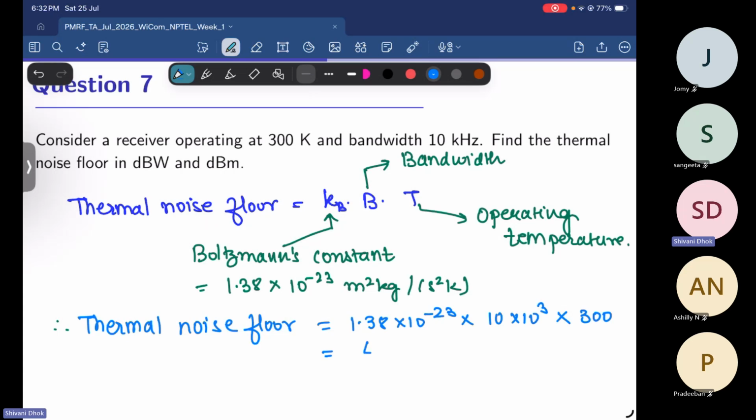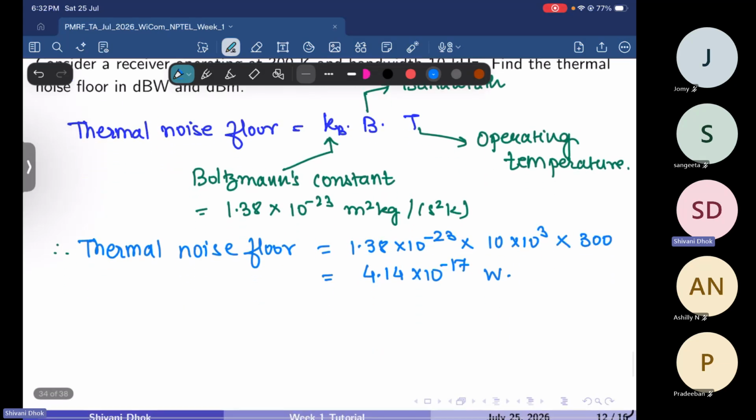I'll directly write the solution. So this comes out to be equal to 4.14 into 10 raised to minus 17, but this is in watts. Okay, this particular thing comes in watts. But what you want to do is find it in dBW and dBm. So first we'll do it in dBW.